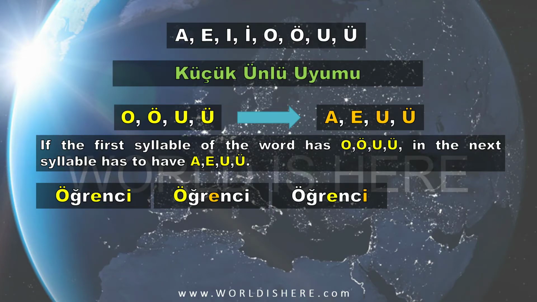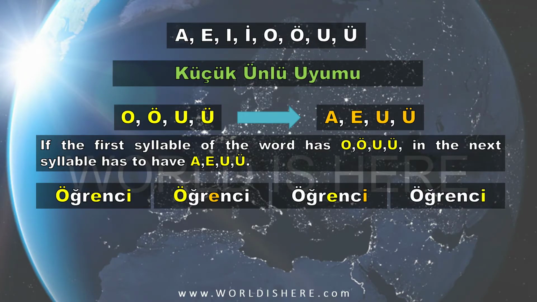A, e, I. So right now I'm checking syllable by syllable, vowel by vowel. So after e there is I. So the rule is working, right? We just studied. So small harmony is working here.